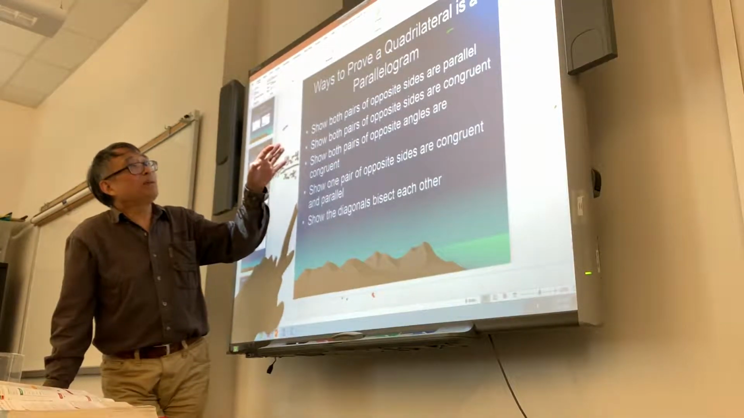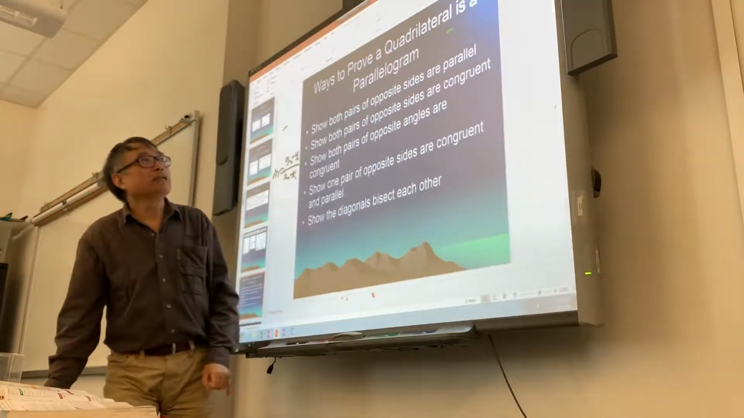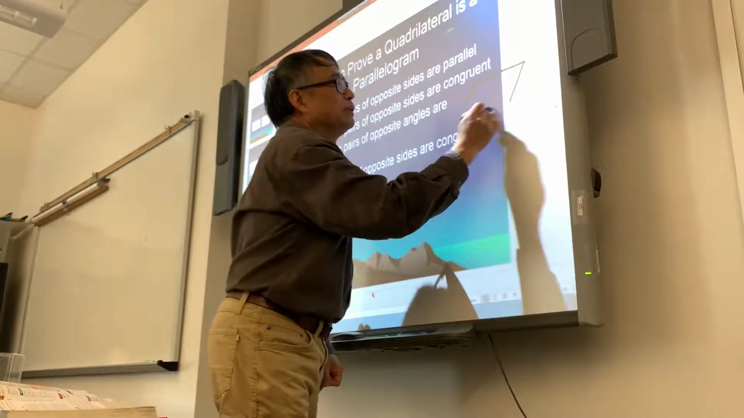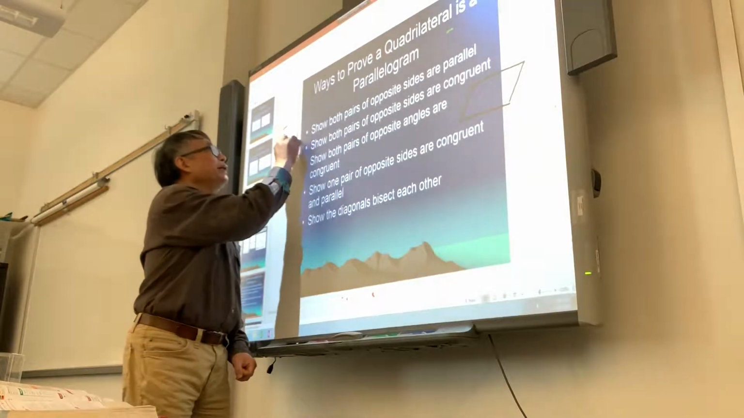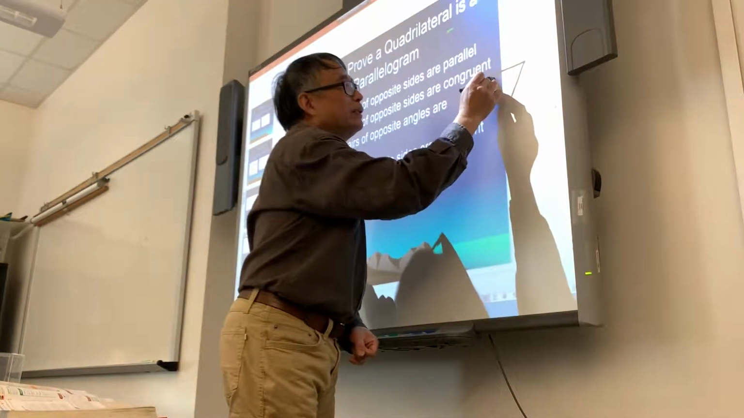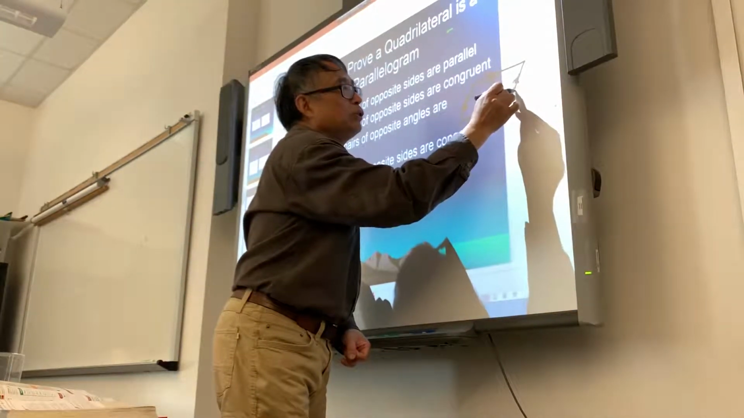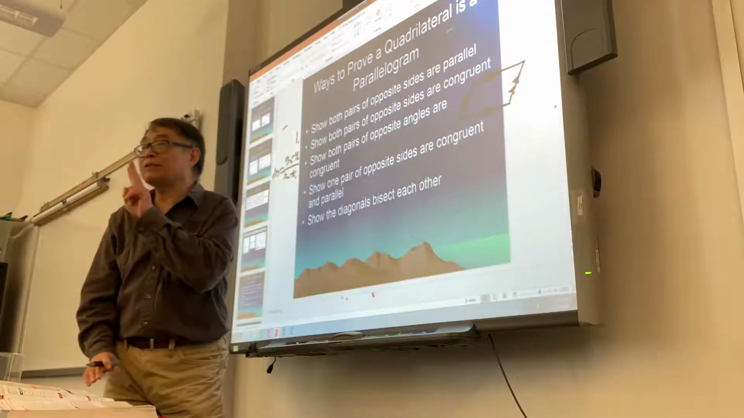First, show both pairs of opposite sides are parallel. So I give you a quadrilateral, and you want to prove this quadrilateral is a parallelogram. First way, both pairs of opposite sides are parallel. This is parallel, and those two sides are parallel. You have to prove it twice.